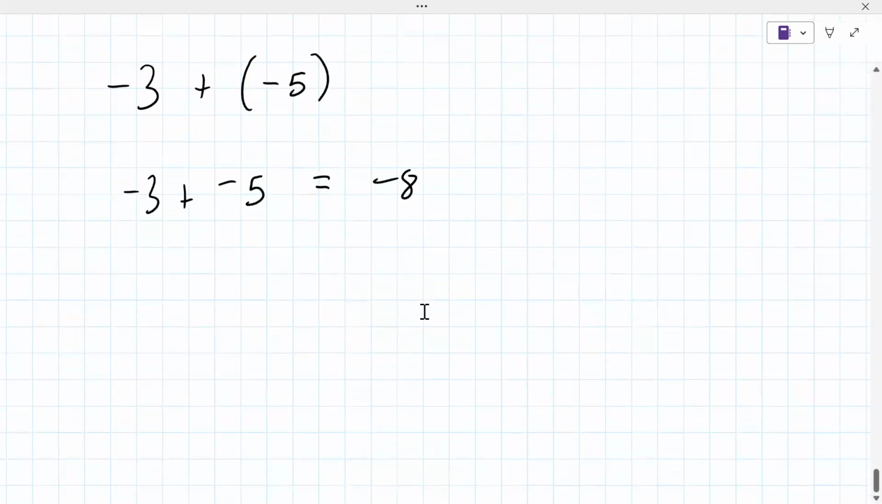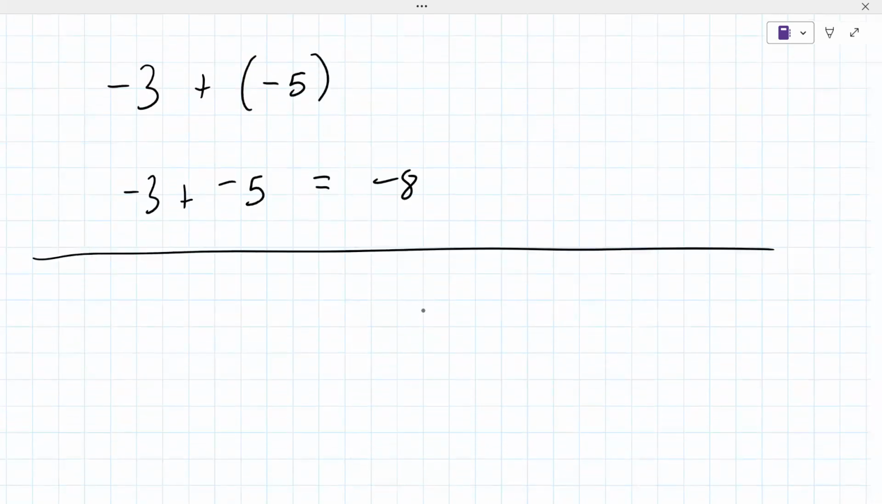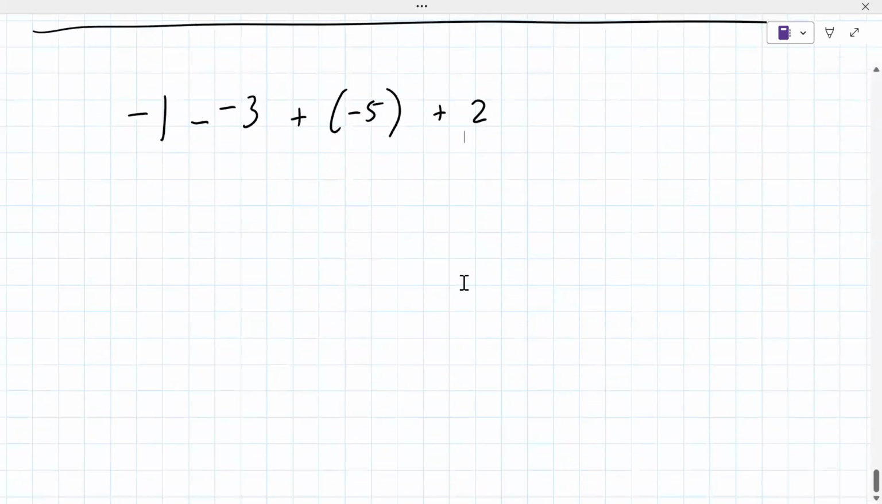Let me keep going here with some other problems. Let's say it's -1 minus a -3 plus -5 plus 2. What I've done here is just try to introduce a few things. You still work it left to right. You're still going to work on this part first. You can drop the parentheses, there's nothing there, but just keep the negative with it. Give this one a try, please.